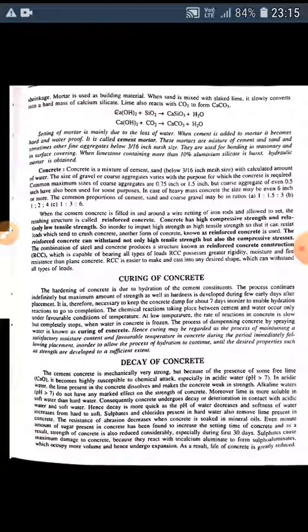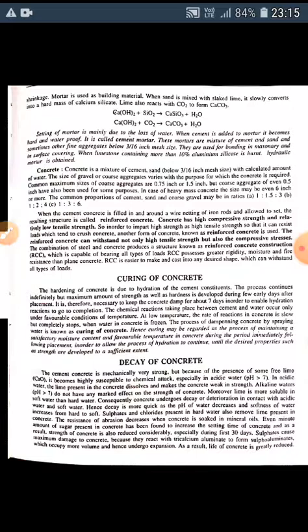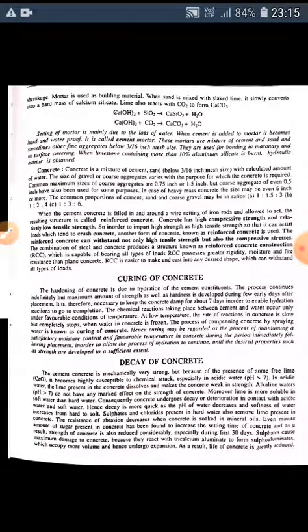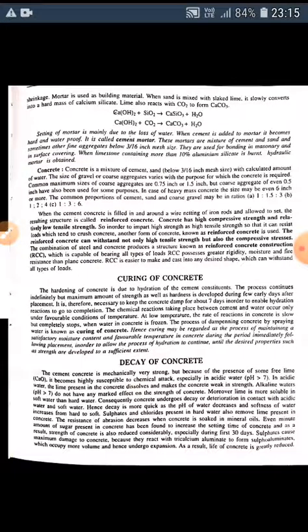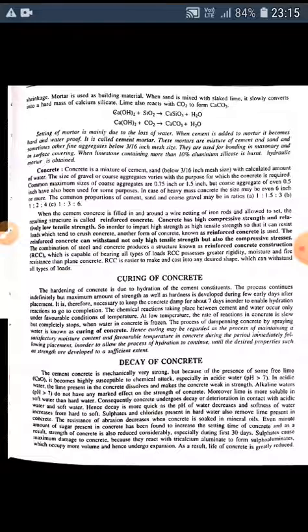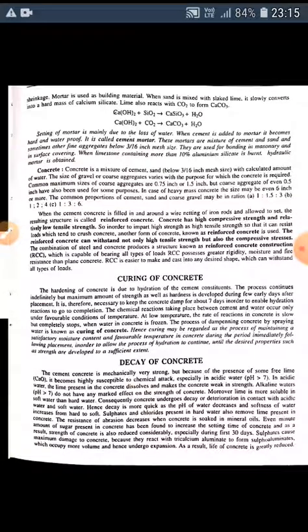The combination of steel and concrete produces a structure known as reinforced concrete construction, also known as RCC, which is capable of bearing all types of loads. RCC possesses greater rigidity, moisture, and fire resistance than plain concrete. RCC is easier to make and cast into any desired shape, which can withstand all types of loads.